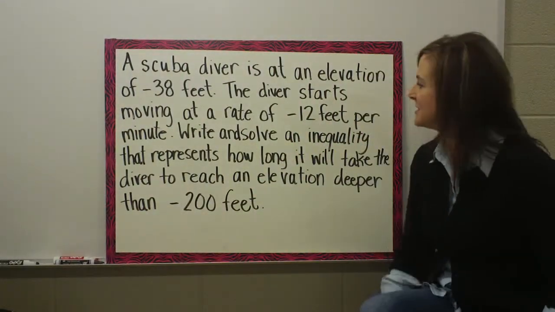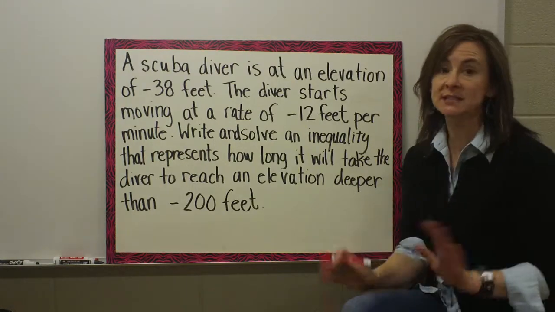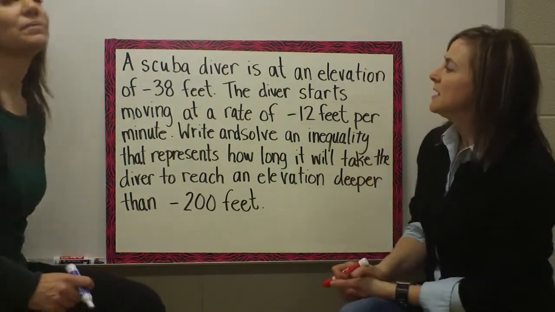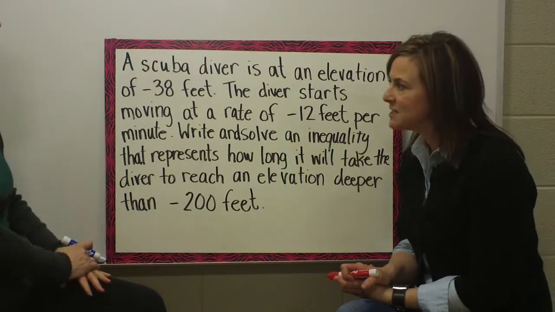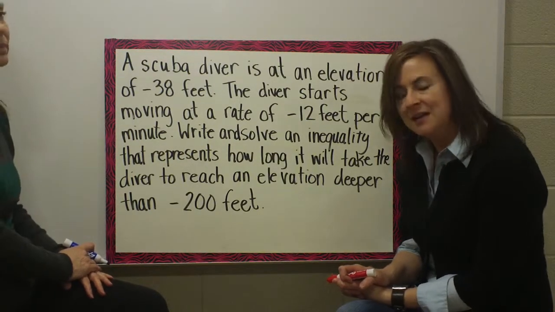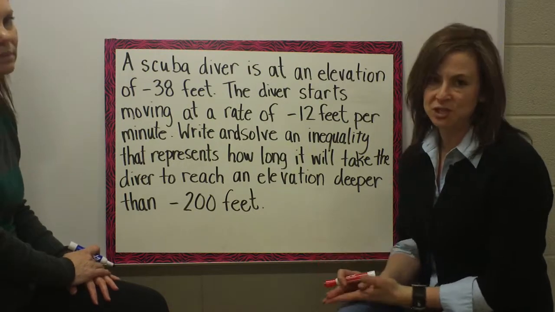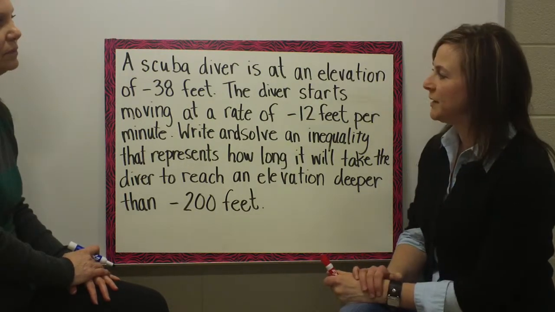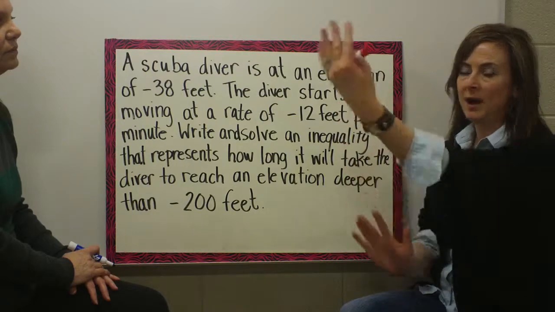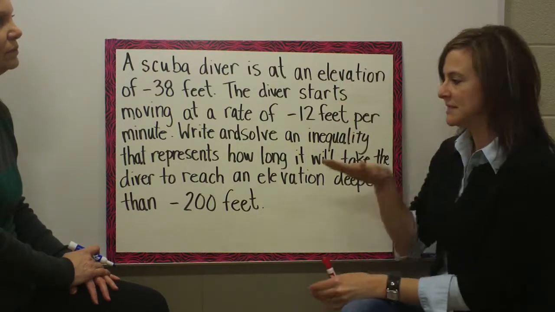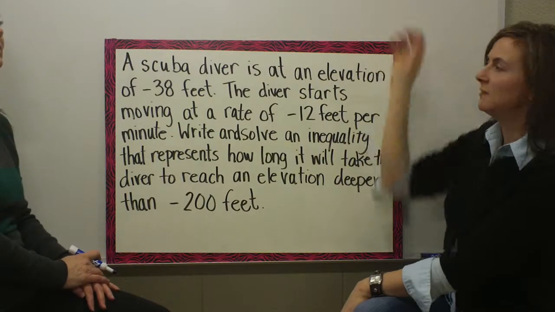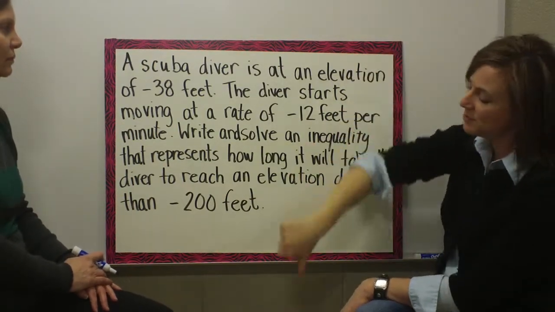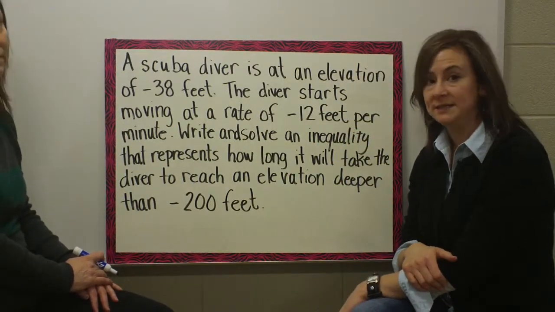All right, now we have some negative numbers. We're going to go from the taxi cab to the ocean. A scuba diver is at an elevation of negative 38 feet. So we have to think what elevation means. And when we are measuring the height of where we are, we talk about sea level, and then we talk about above sea level, the elevation would be going up, and below sea level, the elevation would be going down.